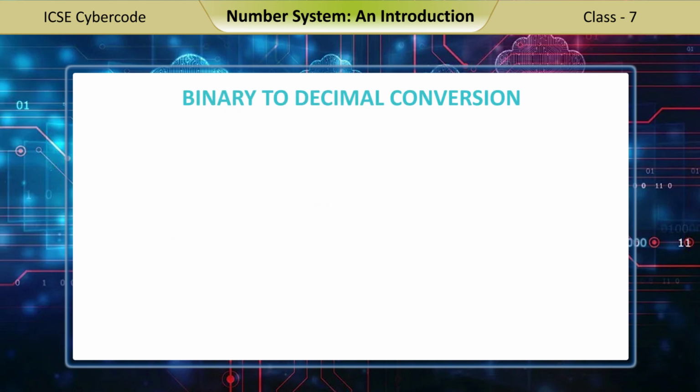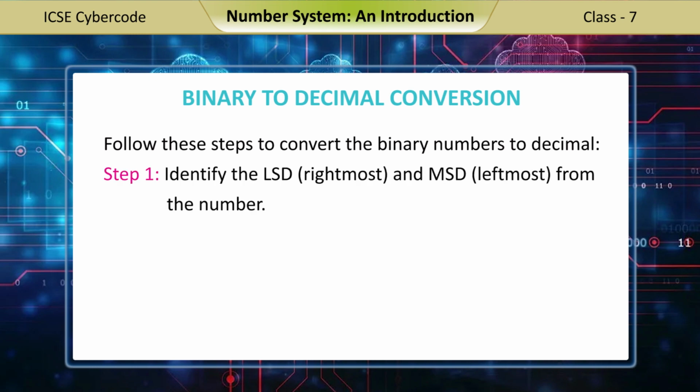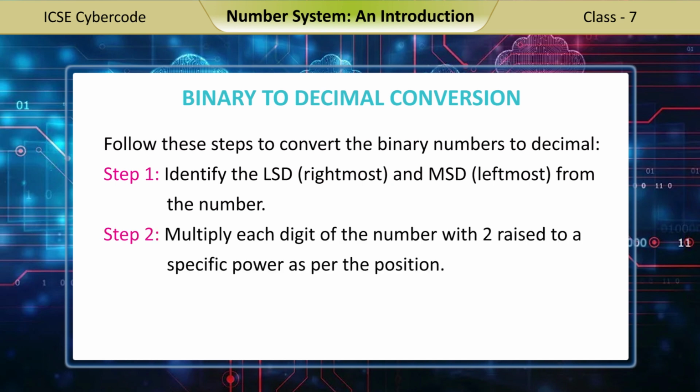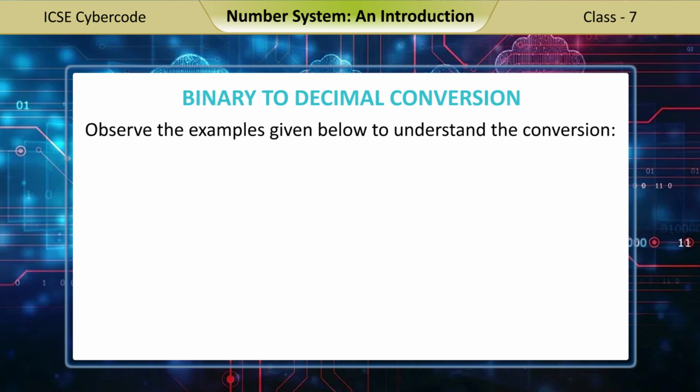Binary to decimal conversion. Follow these steps to convert the binary numbers to decimal. Step 1. Identify the LSD, rightmost, and MSD, leftmost, from the number. Step 2. Multiply each digit of the number with 2 raised to a specific power as per the position. Step 3. Add the results to get the decimal number. Observe the examples given below to understand the conversion.